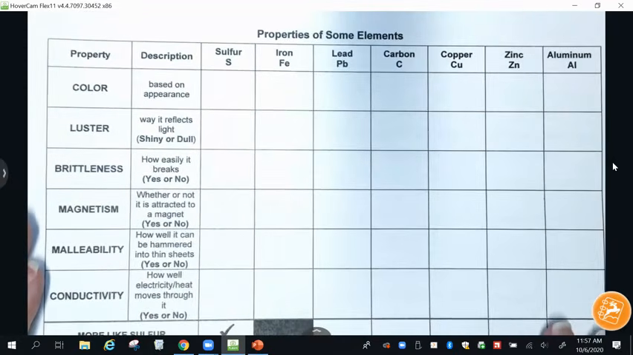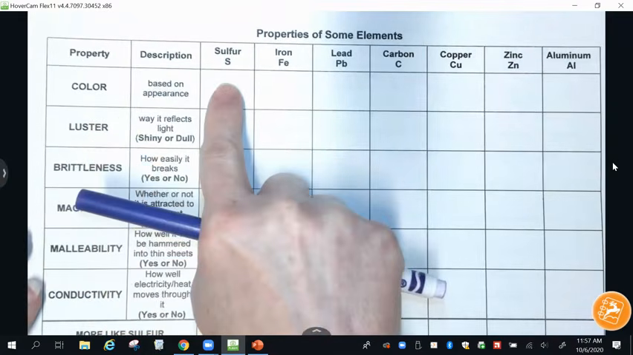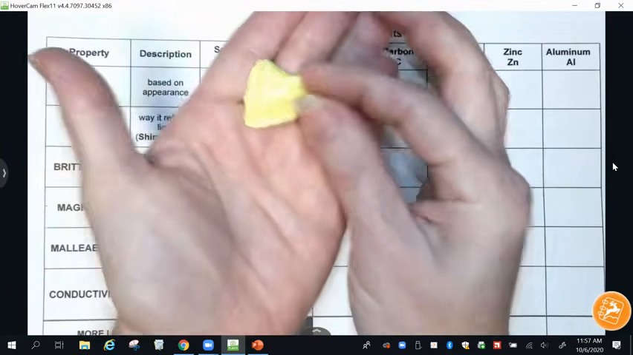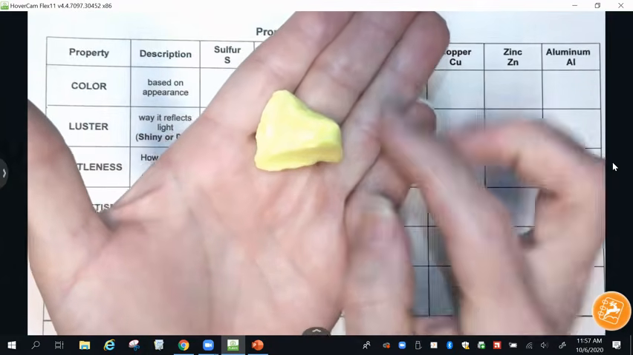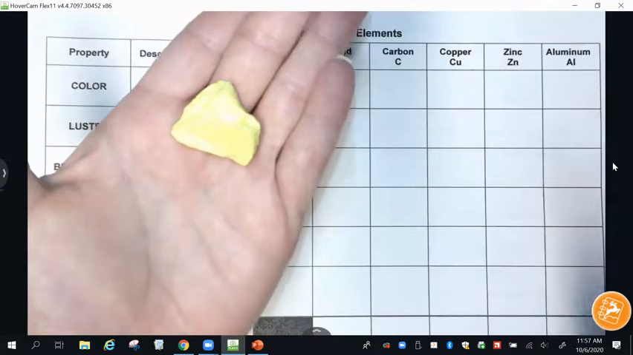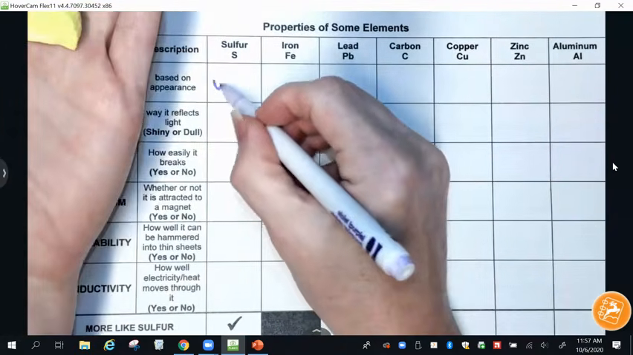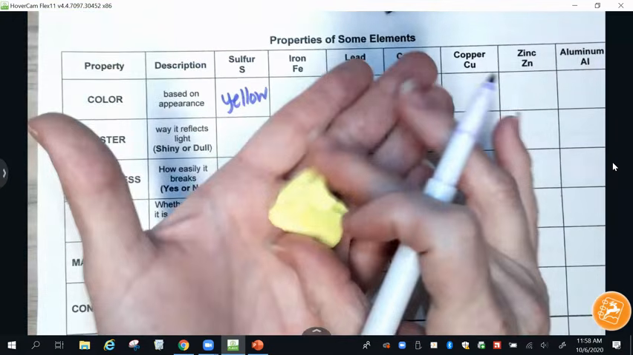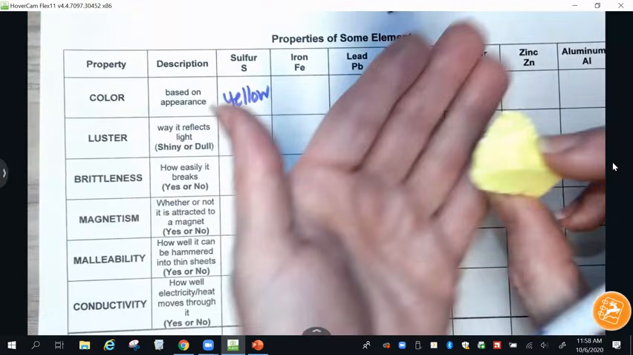The properties that we're looking at, color. Okay. We're going to start with sulfur. So for color, here is my sulfur. Can you see it in the camera? What color does it look like? Yellow. Definitely yellow. Okay. So we're going to write down yellow in the box for the sulfur.